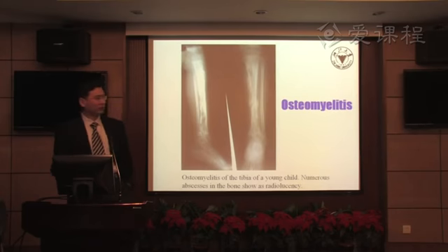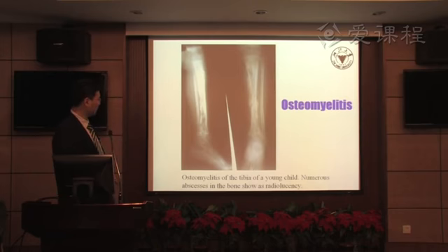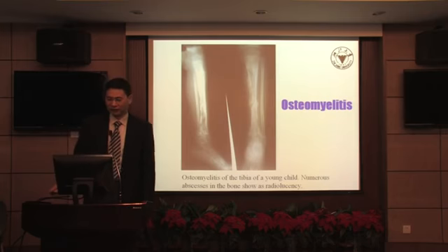This is the X-ray for the osteomyelitis of a typical young child. We can see a lot of abscess here in the bone, and here also abscess and necrosis of the bone. So this we call osteomyelitis.